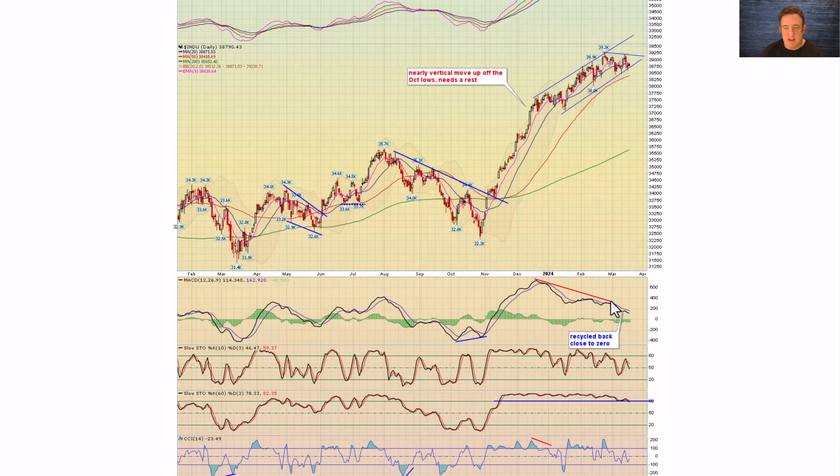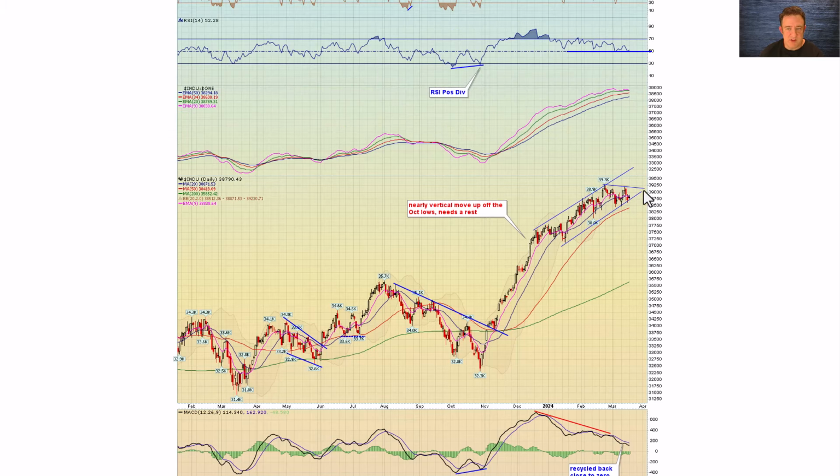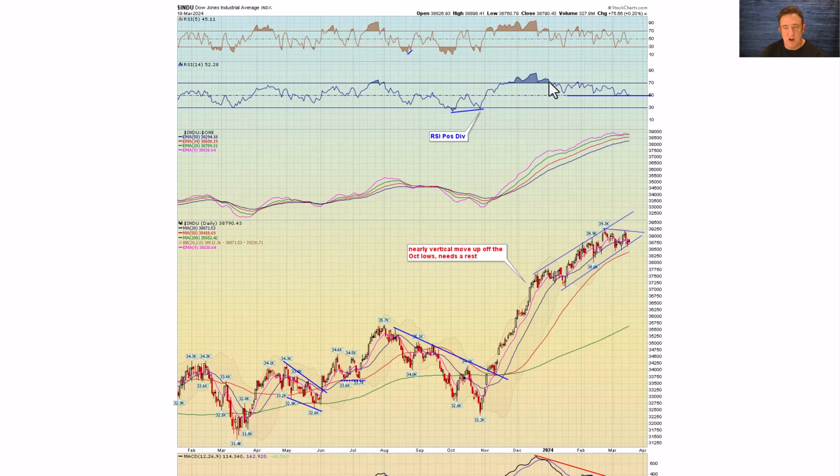And MACD, you know, we've had divergences in place. MACD's been recycling back to zero. That's where you can get another push higher, or that's where the divergence can finally kick in and you get a bigger sell-off. So we're nearing some inflection point here. Again, we haven't broken any support yet. RSI is still holding this little support area for now.